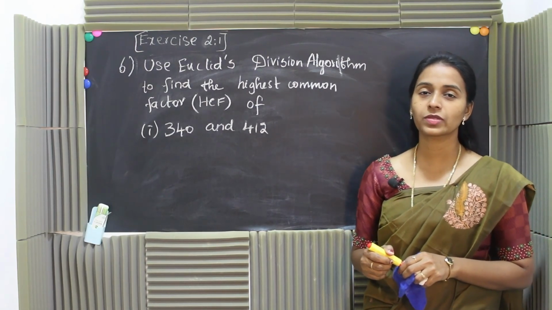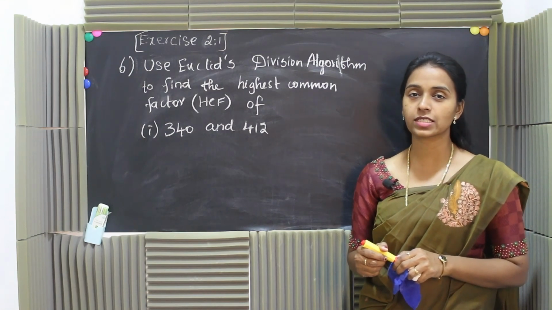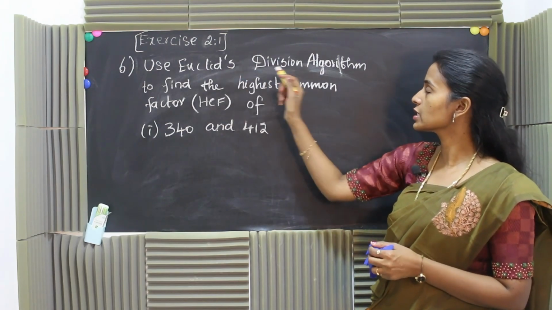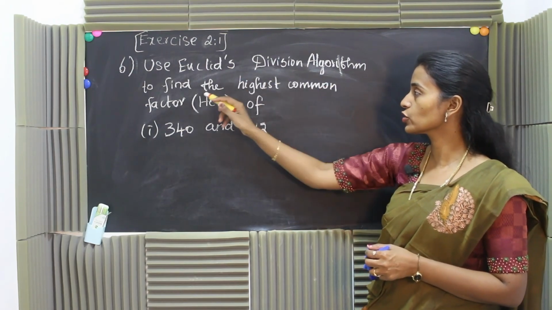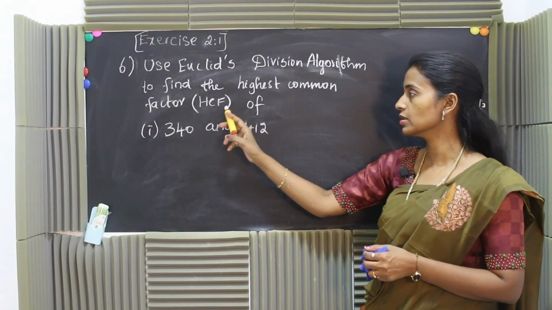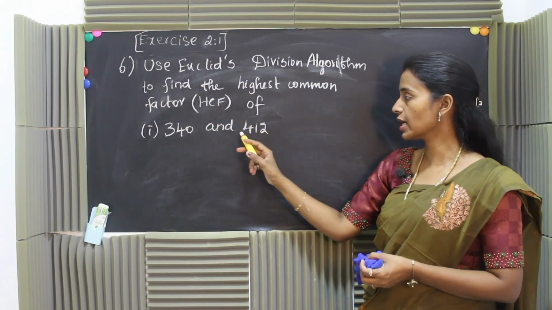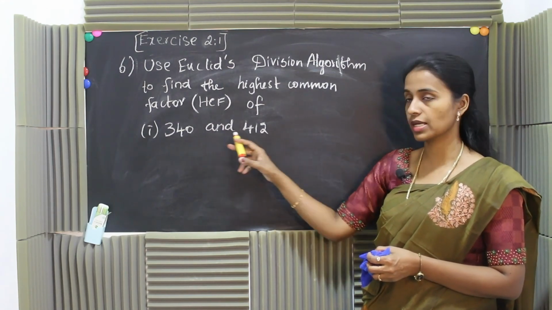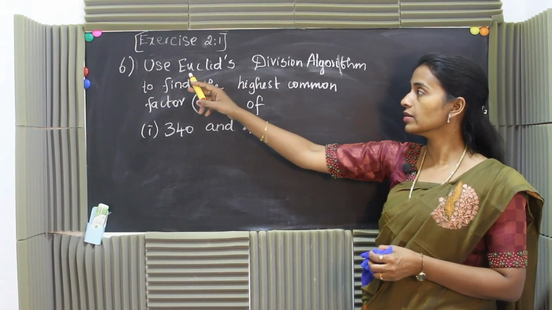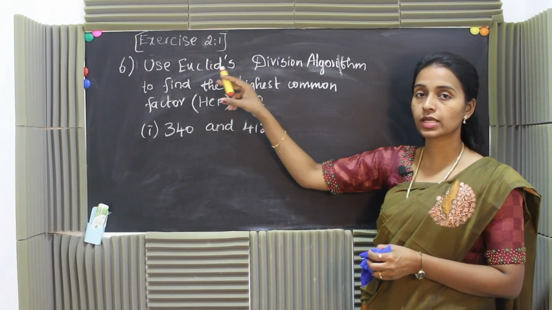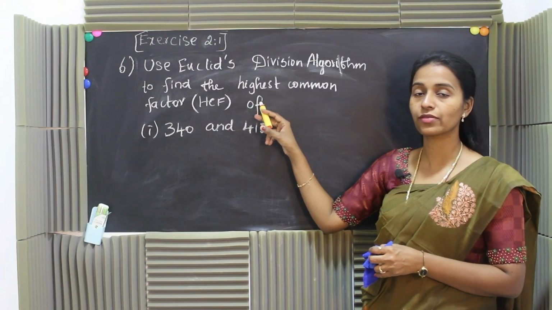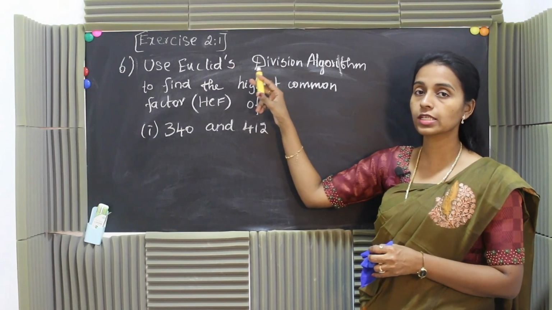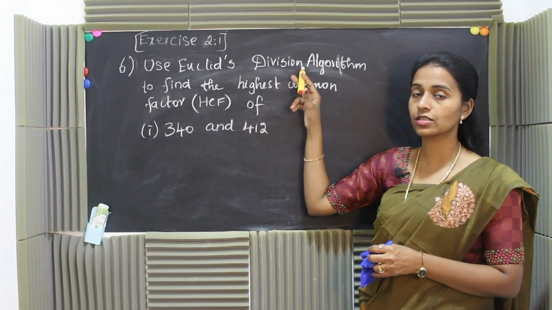In today's class, we'll be solving the sixth problem in exercise 2.1. Here the question is: use Euclid's division algorithm to find the highest common factor, HCF, of 340 and 412. This is the first sub question, 340 and 412. Here, what is the question? We need to calculate HCF. What is HCF? Highest common factor. We need to find out HCF using Euclid's division algorithm.